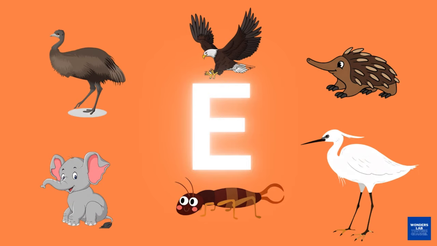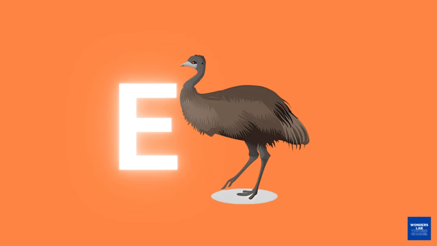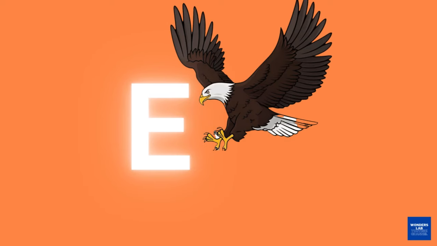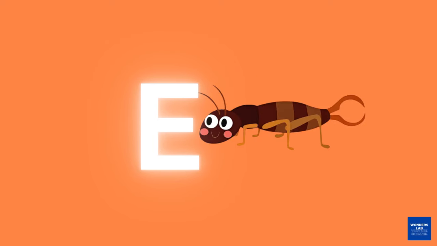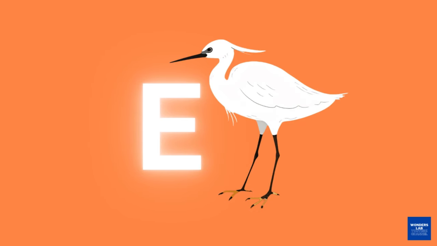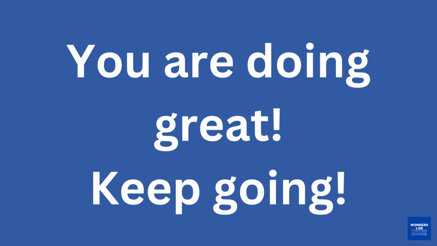Let's continue with E. E is for elephant. E is for emu. E is for eagle. E is for echidna. E is for earwig. E is for egret. You are doing great. Keep going.